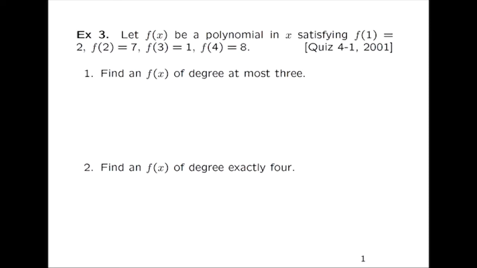So this says that f of x is a polynomial in x, satisfying f of 1 is equal to 2, f of 2 is equal to 7, f of 3 is equal to 1, and f of 4 equals 8.